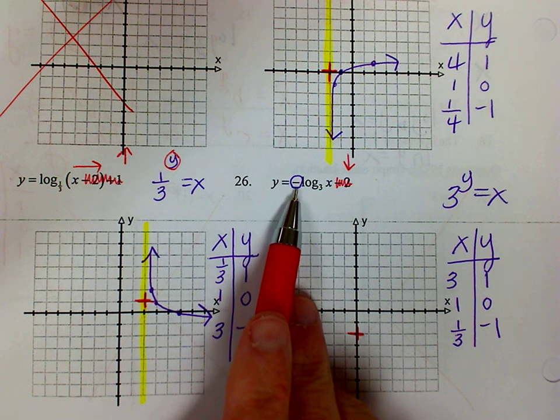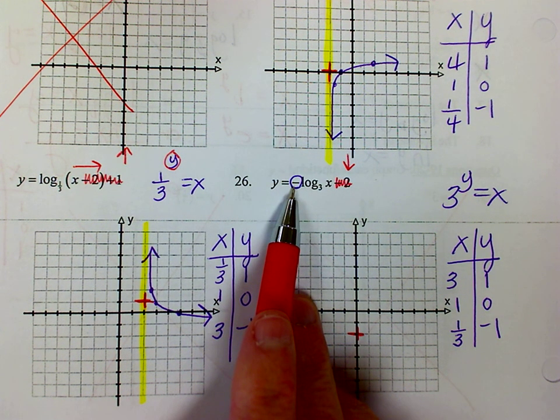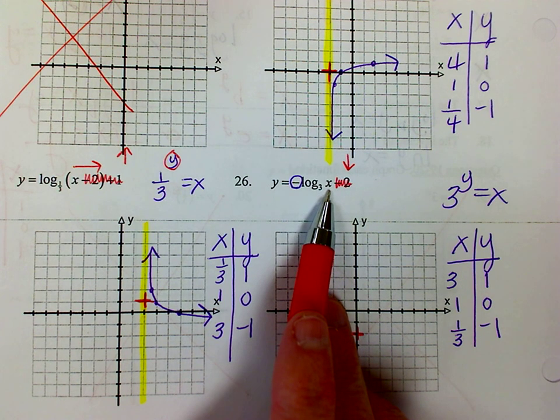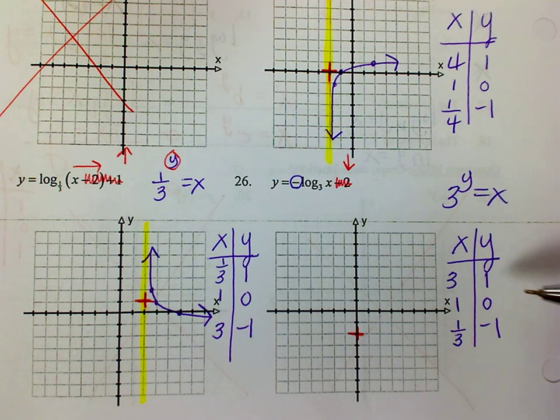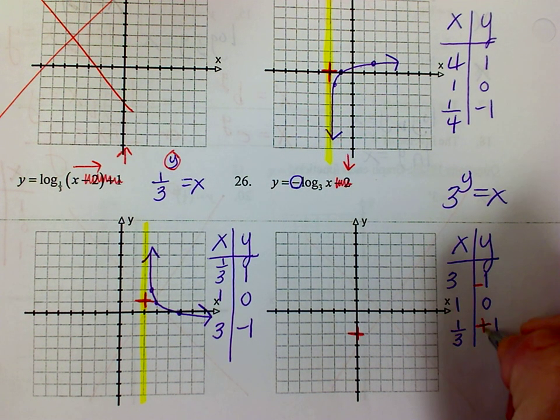Okay, so this is negative. So just like with exponential growth and decay, if this negative was right with the x's, the x's would change. Since the negative is not with the x, the y's change. So I'm going to change all these y values to their opposite sign. That becomes a -1, that becomes a +1.